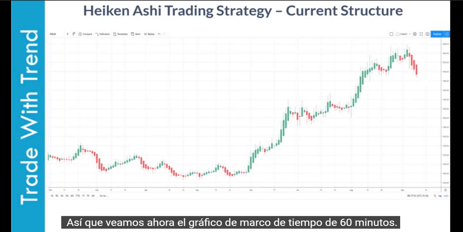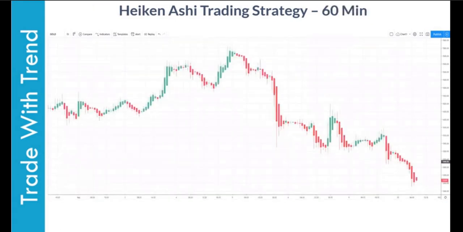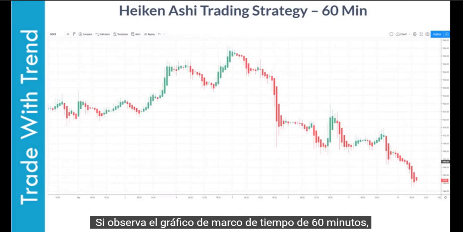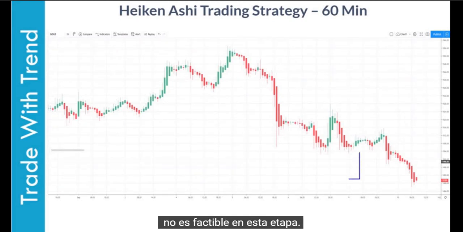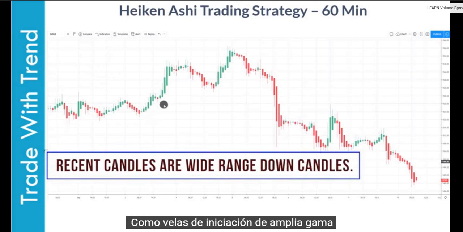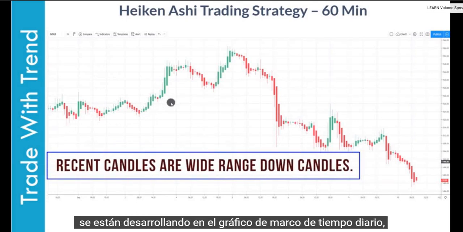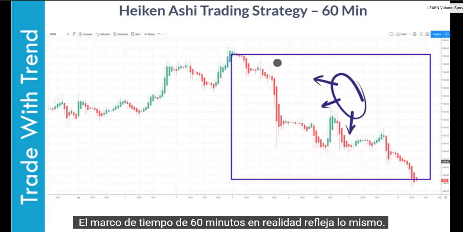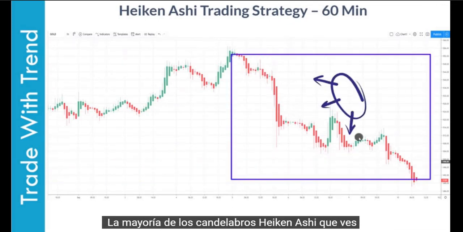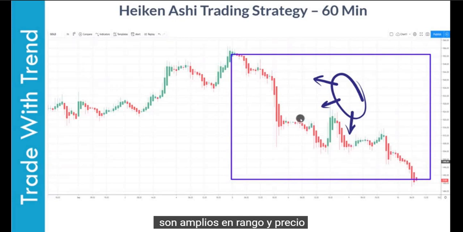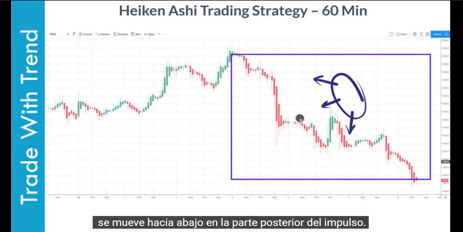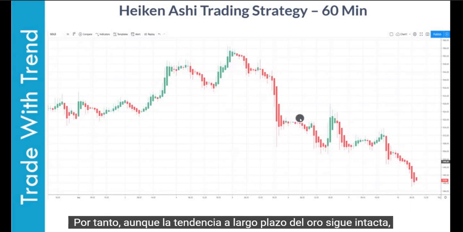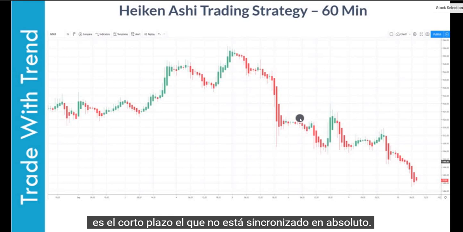So let us now look at 60-minute time frame chart. If you look at the 60-minute time frame chart, you will understand why taking long trade is not feasible at this stage. As wide range initiation candles are developing on daily time frame chart, 60-minute time frame is actually reflecting the same. Most of the Icon SE candlesticks that you see are wide in range and price is moving lower on back of momentum. So while long-term trend of gold is still intact, it is the short term which is not at all in sync.